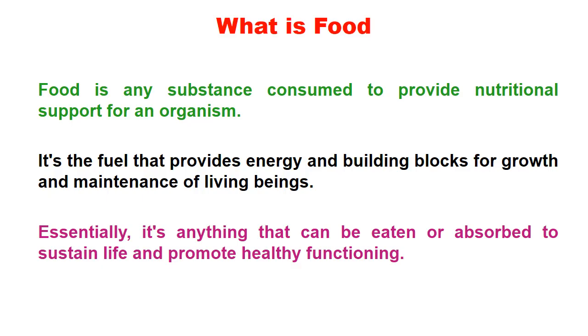But in addition to that, we need many other nutrients like different vitamins and minerals that also mostly come from the food. And in the case of protein, we need some important amino acids which we cannot make in our body. So they have to come from food. That's why they are called essential amino acids. And the amount of essential amino acids present decides the quality of protein. That's why, essentially, food is anything that can be eaten or absorbed to sustain life and promote healthy functioning.